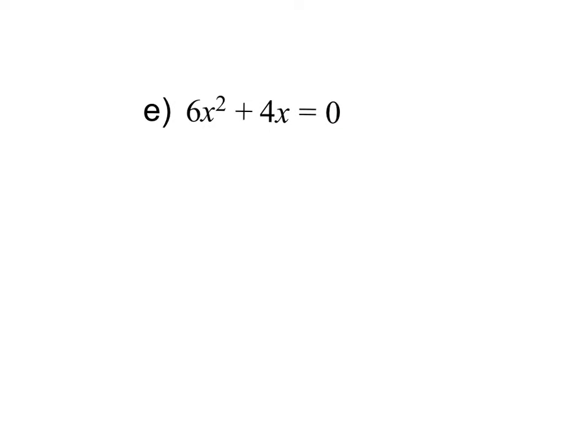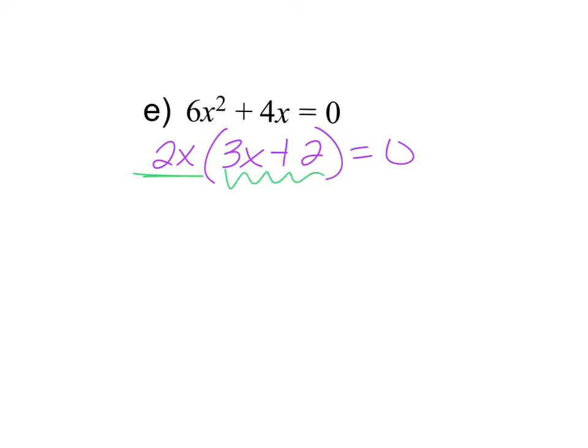Let's go to letter E. Good, everything is on one side of the equation, so we don't have to do that. So let's just factor out with the GCF. Looks like you can factor out a 2x. So that would give you 2x times (3x plus 2) equals 0. So then again, this is a piece and this is a piece. So the first piece, 2x equals 0, and the second piece is 3x plus 2 equals 0.